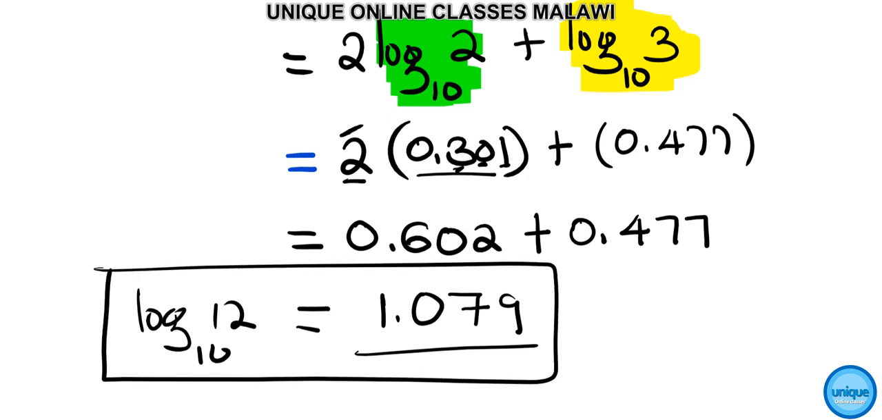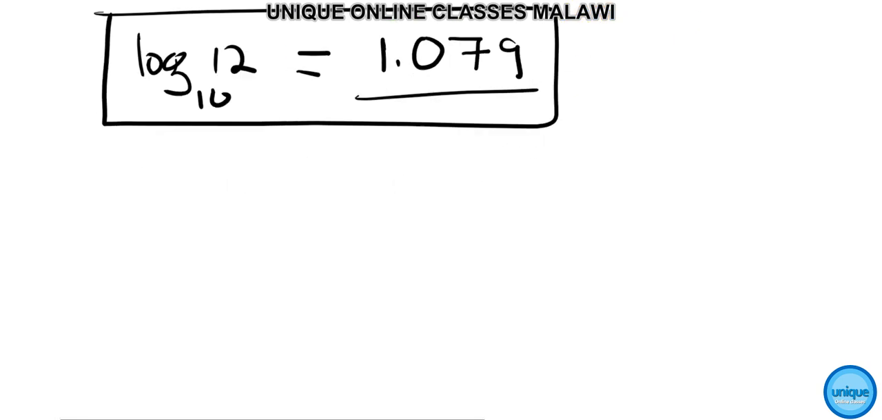So you can punch it in your calculator and see the answer. Punch in log 12 and we get 1.079. Yeah, we get 1.079. My guys, let's now proceed to another question.